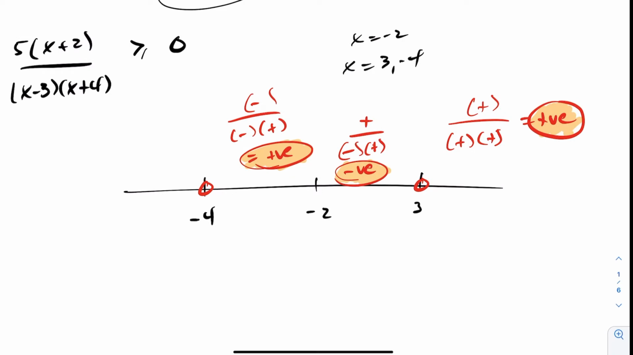And lastly, with this interval here, we're going to pick a number less than -4. Let's say we put a -10 into here. Putting a -10 into here, we're going to get negative, negative, and negative. 3 negative values results in negative.